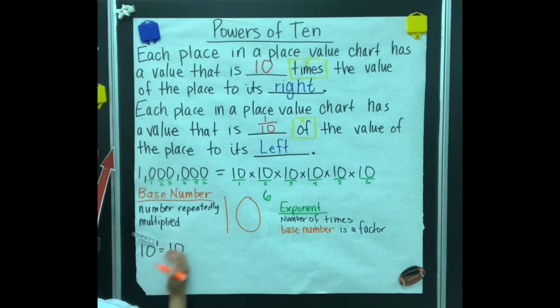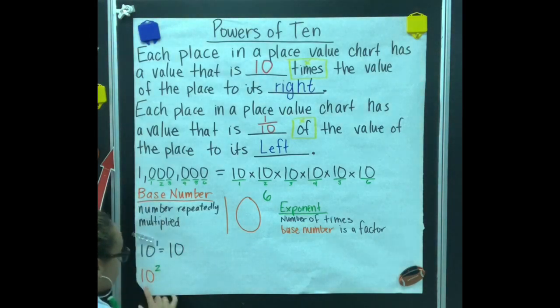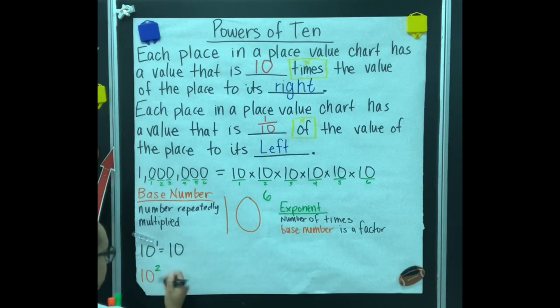Then we're going to have 10 to the second power. Does that equal 20? No. Because we never multiply. It equals what? It equals 10 times 10, which equals 100. So you're going to write these parts underneath your flap.